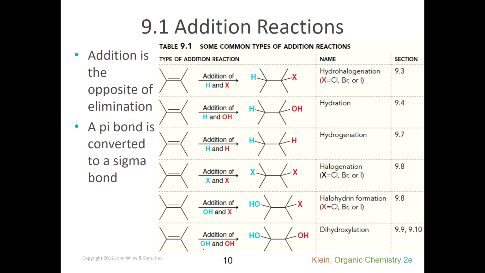Alright, so we only have 2 more chapters then to finish out the semester. Chapter 9 about addition reactions. And in Chapter 9, what you'll see is an addition reaction is the opposite of an elimination reaction. In an elimination reaction, we had a leaving group and a beta proton. And we used a base to pick up the beta proton, push electrons in, and kick out the leaving group. And that created an alkene.